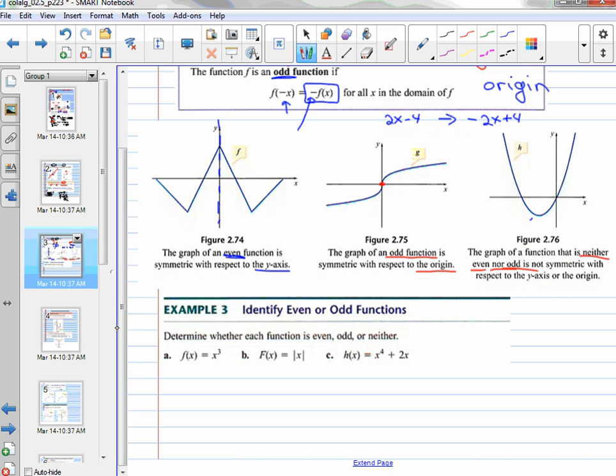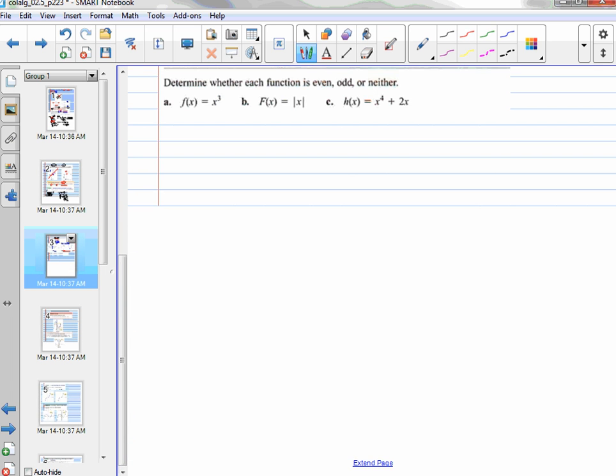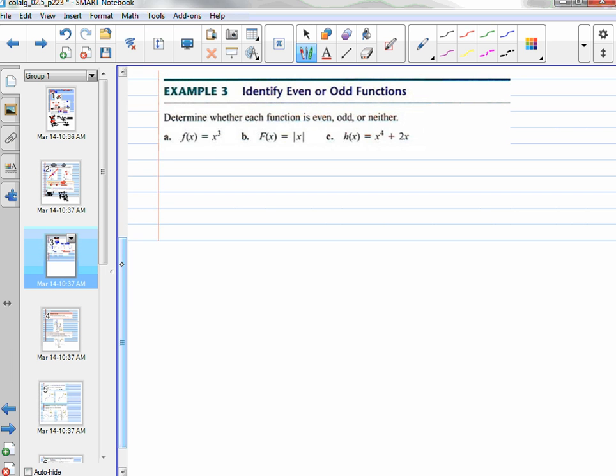Okay? Identify even or odd functions. Let's try this test up here so you can see how we do that test. All I need to do is substitute negative x. So negative x is being cubed, and then I'm going to simplify it. That would simplify to negative x cubed.